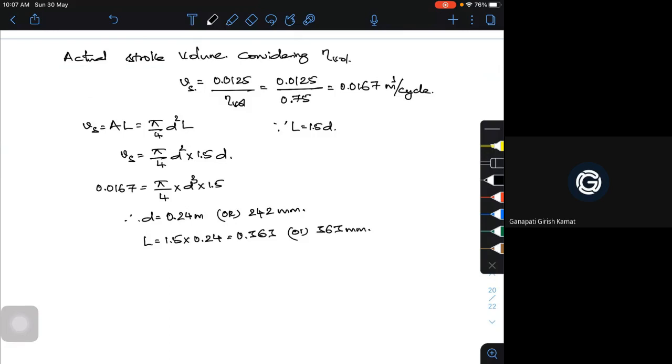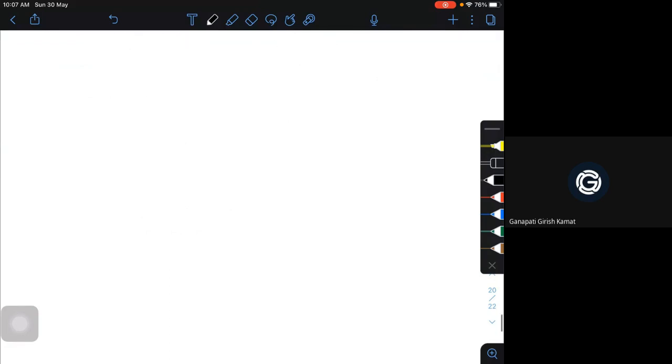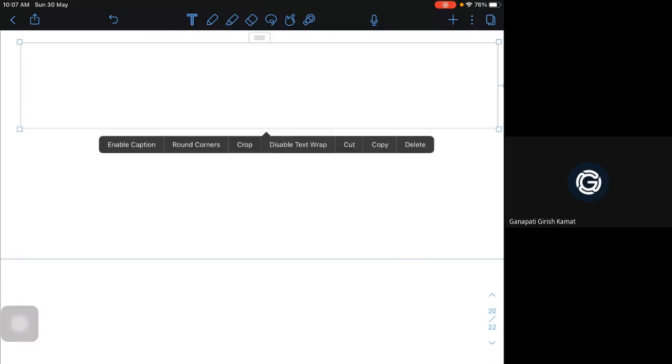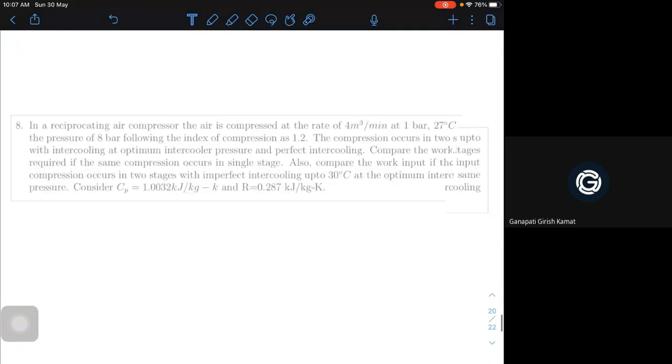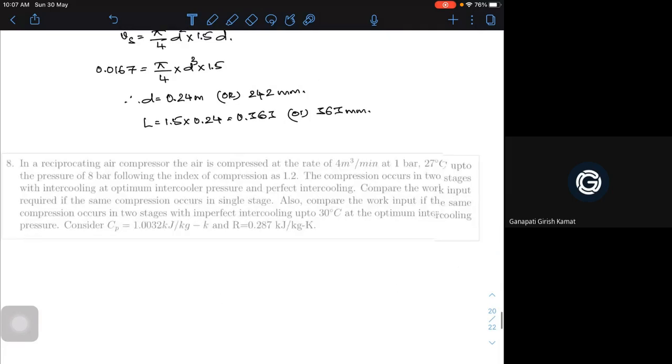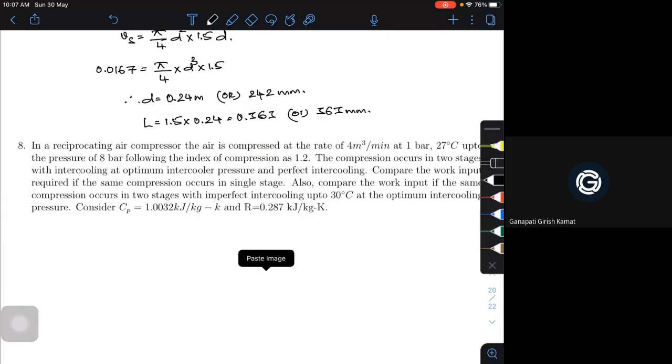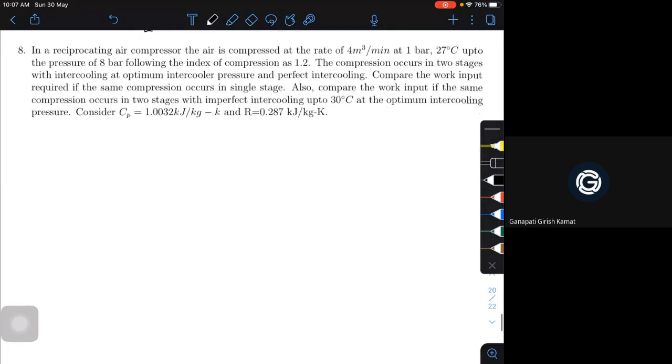You can unmute and speak if there are any doubts. There are no doubts, we can move to the next problem. Maybe this will be the last problem. Okay, fine. So let's try to take up the next problem.